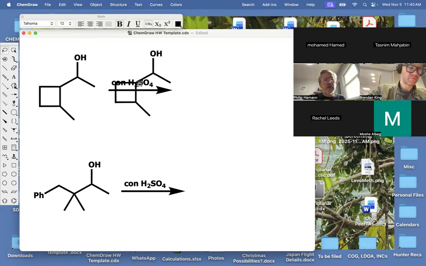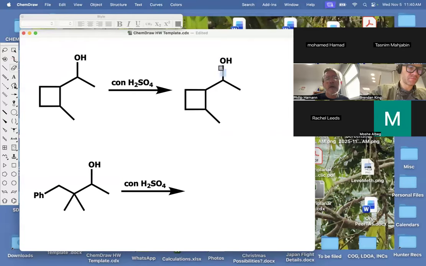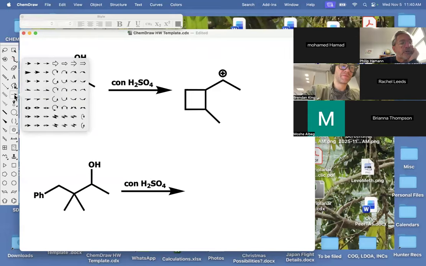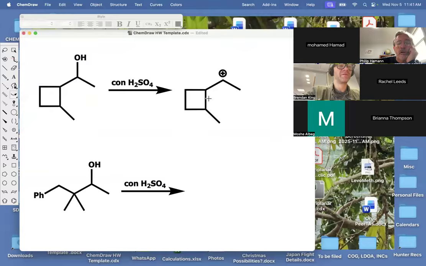Okay, you're going to protonate it. You're going to lose water. You're going to make that carbocation. Okay, and now you can have this shift or this shift.